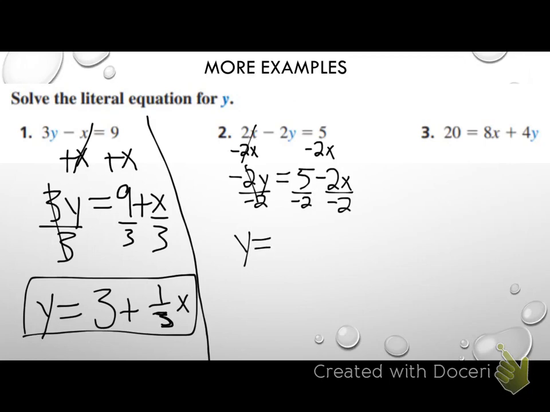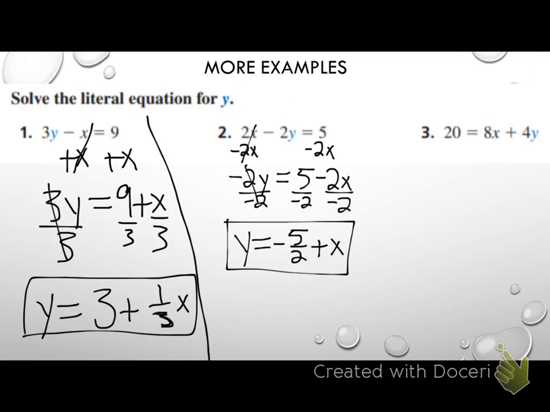Will negative 2 go into 5 evenly? No. Is 5 over negative 2 in simplest form? Are they both divisible by the same thing besides 1? No, so it is in simplest form. I'm going to leave it as negative 5 halves. Negative 2 divided by negative 2 gives me what? Not negative 1. Positive 1x, or just positive x. If you want to write the 1 in front of your x, go for it. If you don't write it, it's just understood to be there.